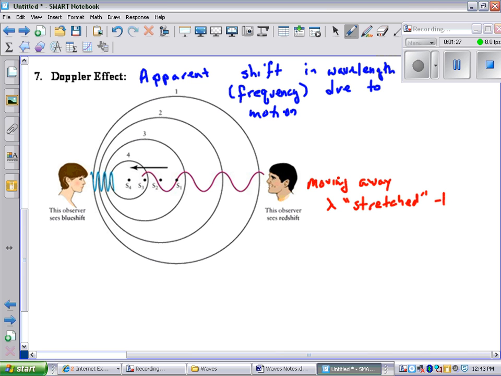So we have a longer wavelength. Remember, the wavelength is this crest-to-crest distance. So any between these two circles here is the wavelength. The frequency gets lower. Now for light, that's going to look redder, because red are the longest wavelengths. So it's called a red shift because it's shifted to the red end of the spectrum. And it's going to be lower pitch sound.